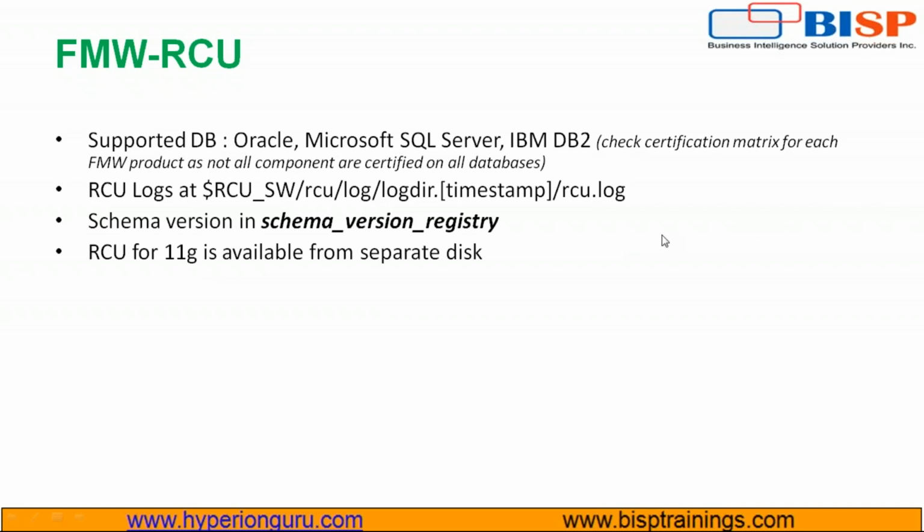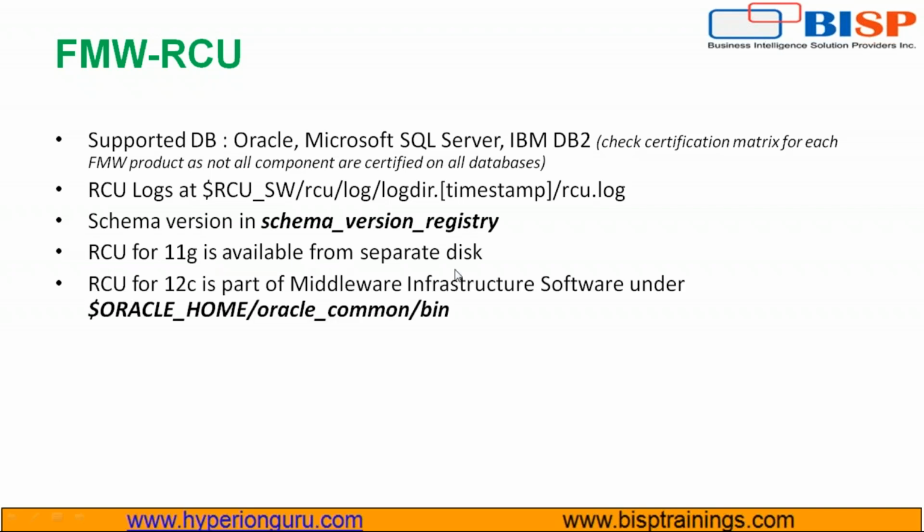For 11G, you need a separate one. So if you are in 11G, you may need to download it separately, because I have done it, and 11G people have to download RCU separately and then run it. But in 12C, it's quite easy. You just perform your installation. Your RCU will be right in your Oracle Common bin, and you can use it from there. Right, like I said, in 12C it's part of your infrastructure, and under this folder, you will find the rcu script. You can run it.